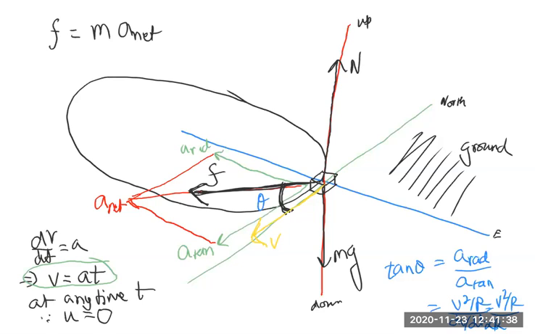Because friction is at an angle from velocity, therefore friction has a centripetal component. One component of friction is centripetal. One component of friction is providing the centripetal force responsible for the circular motion of the car, and one component of friction is providing the tangential force, which is responsible for the increasing velocity of the car. Okay?